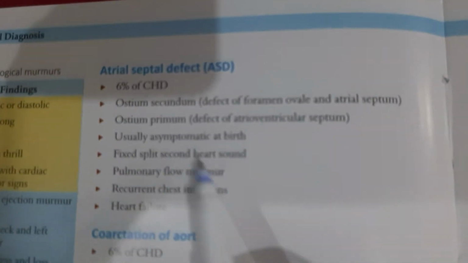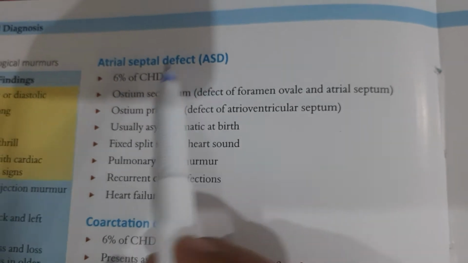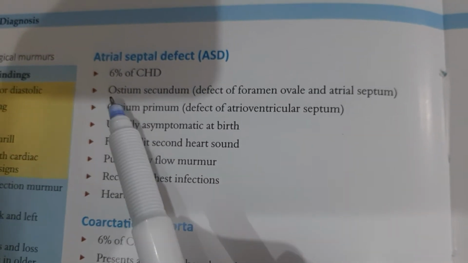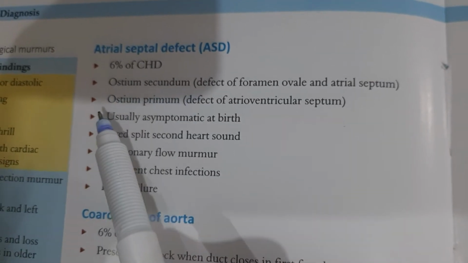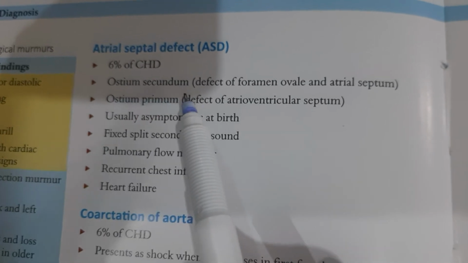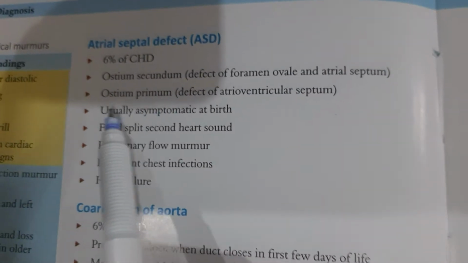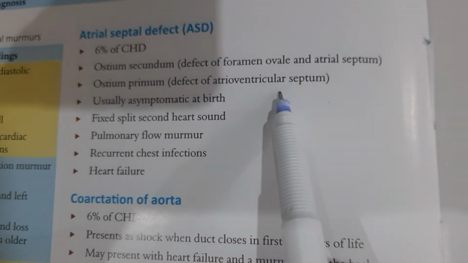Now come towards the atrial septal defect. This is the defect in the septum between the two atria. It constitutes 6% of the congenital heart diseases. It can be of two types, ostium secundum and ostium primum. Ostium secundum occurs if there is a defect of the foramen ovale in the atrial septum, and ostium primum can occur due to a defect of the atrioventricular septum.